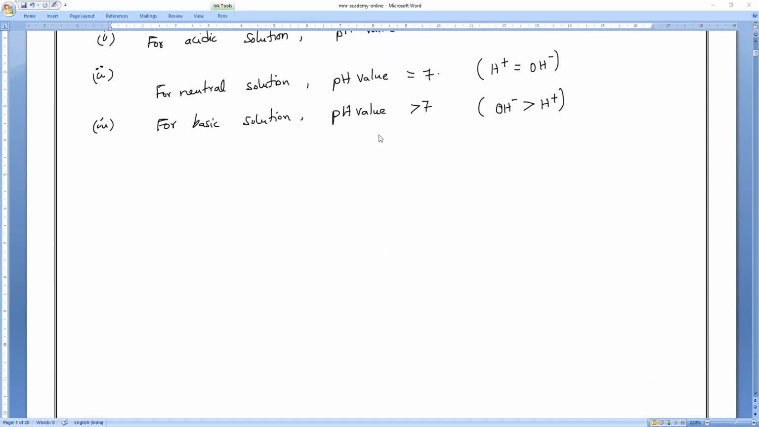So if I take the bases now, all of you remember, the pH scale varies from 0, 7 and 14. So 0 to 7, what do we call it, everybody? We call it acid. Only 7, we call it what? Neutral. And 7 to 14, what do we call it? Bases.